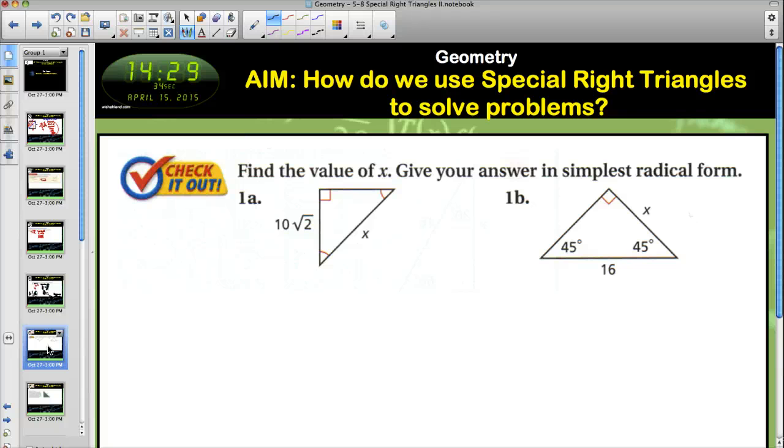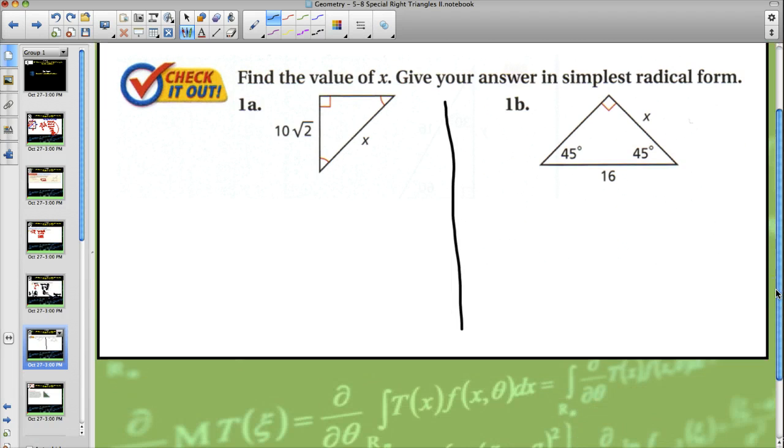All right, so here are a couple more examples. I'll go through them really quickly. You can pause the video and try to do these on your own, and then compare it with the solution that I'm about to show. Find the value of x, give your answer in simplest radical form. Okay, let's go.